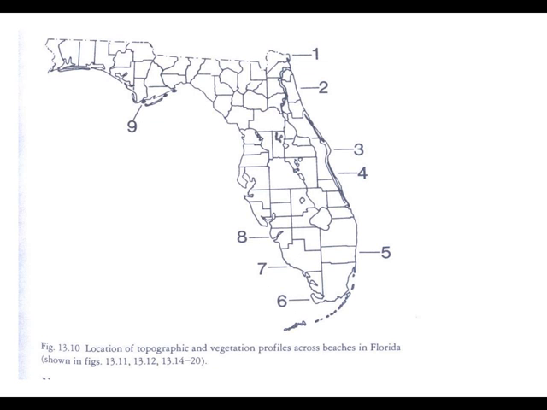This is from the textbook I use for subtropical, and it includes a number of vegetation profiles across beaches. The only one I'm going to show you here is number 9, which is going to be most similar to what you might see on an Alabama beach. That's at St. Vincent Island. It's a beautiful location. We actually visit St. Vincent in the subtropical class.